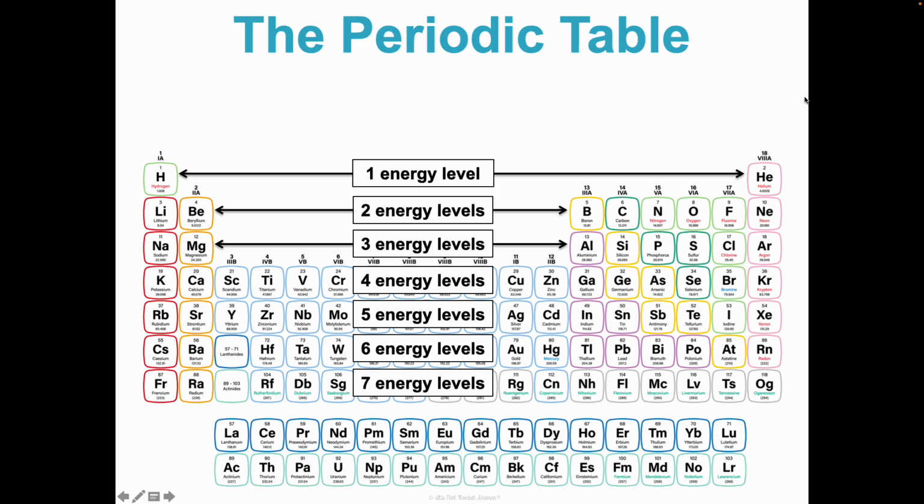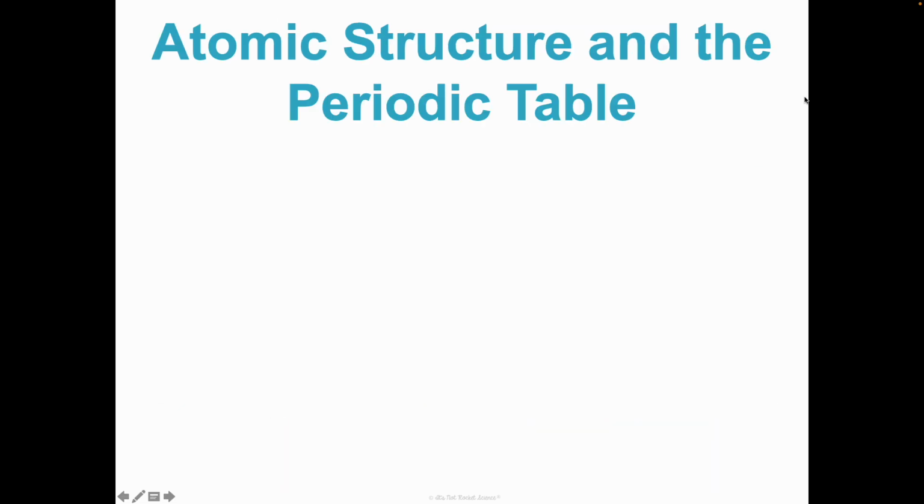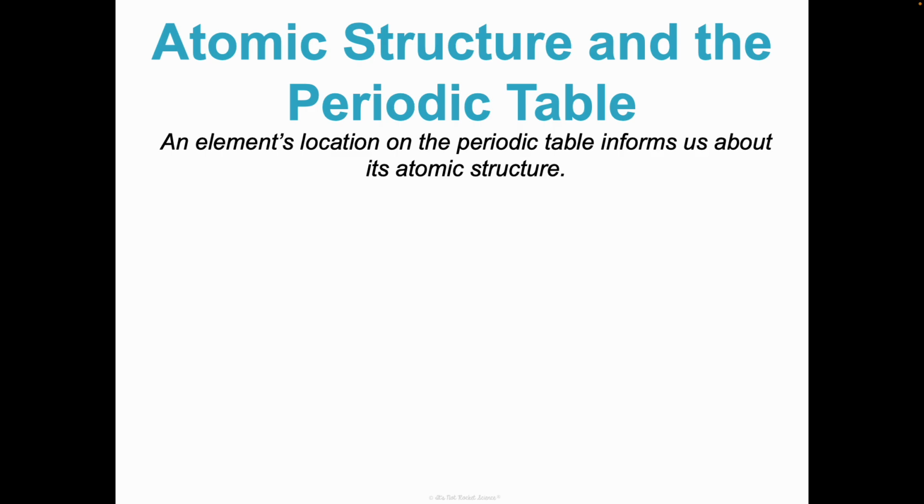Groups tell you the number of valence electrons. Okay, so atomic structure in the periodic table. An element's location on the periodic table informs us about its atomic structure. We've seen this in concepts 1 and 2. We can look things up on the periodic table and figure out how many protons, neutrons, and electrons it has, if it's electrically neutral, that kind of thing. But we can also figure out even more now that we know about these patterns, groups, and periods.